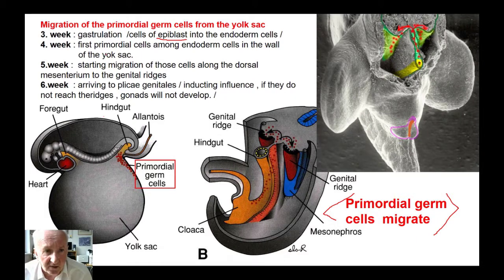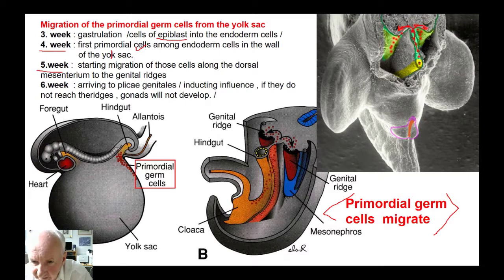Now the yolk sac, forgotten L here, yolk sac. So the first primordial cells can be distinguished among entoderm cells in the wall of the yolk sac around the 4th week.